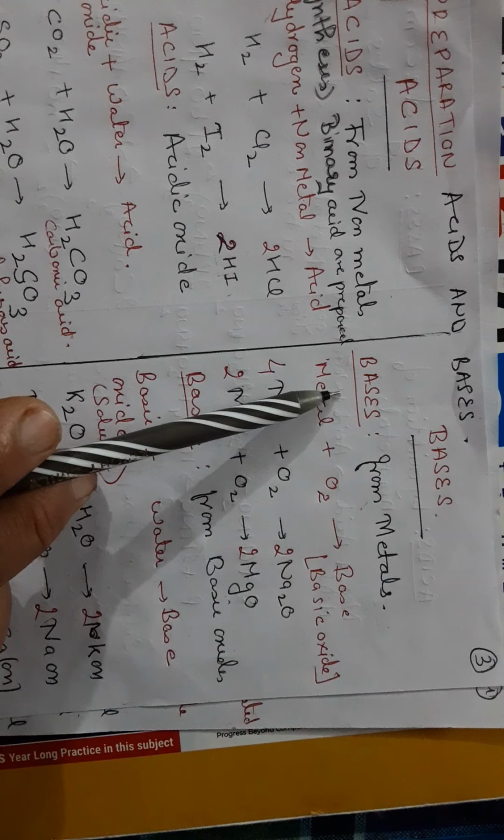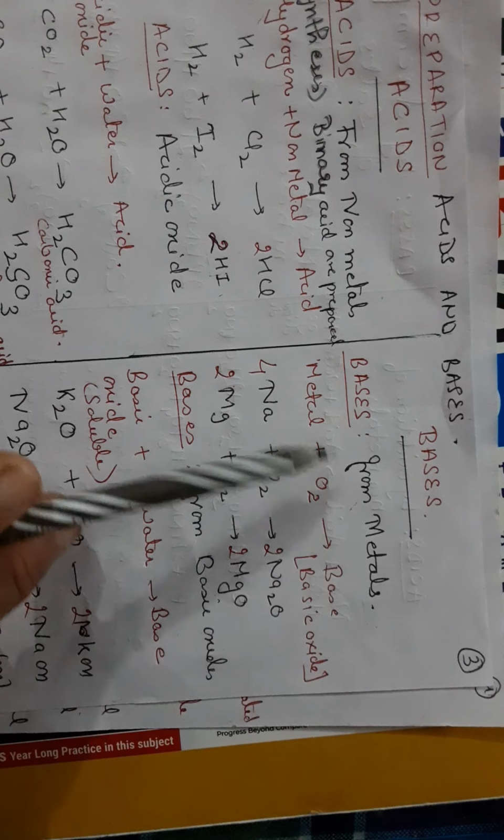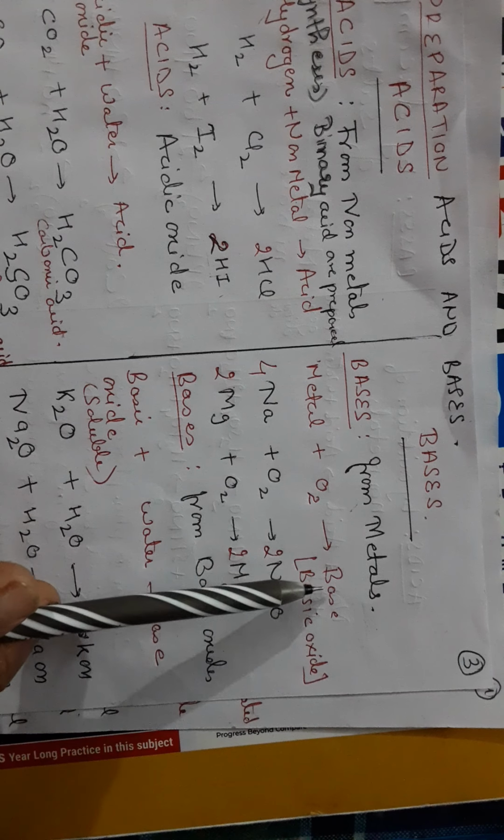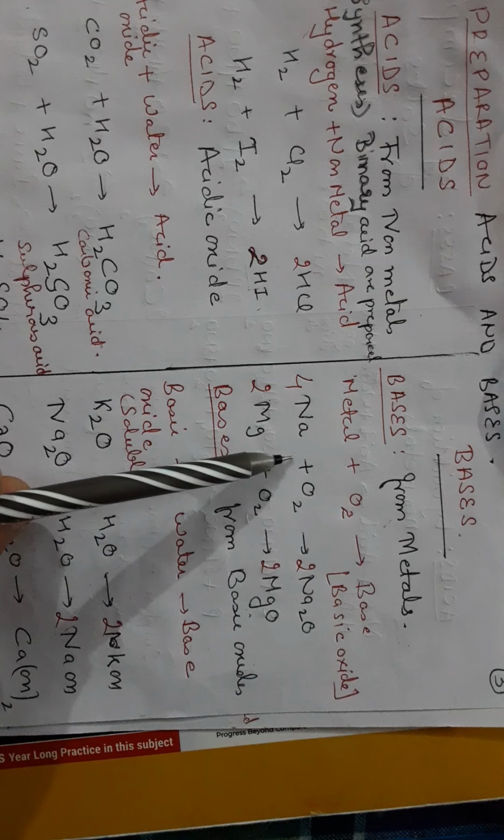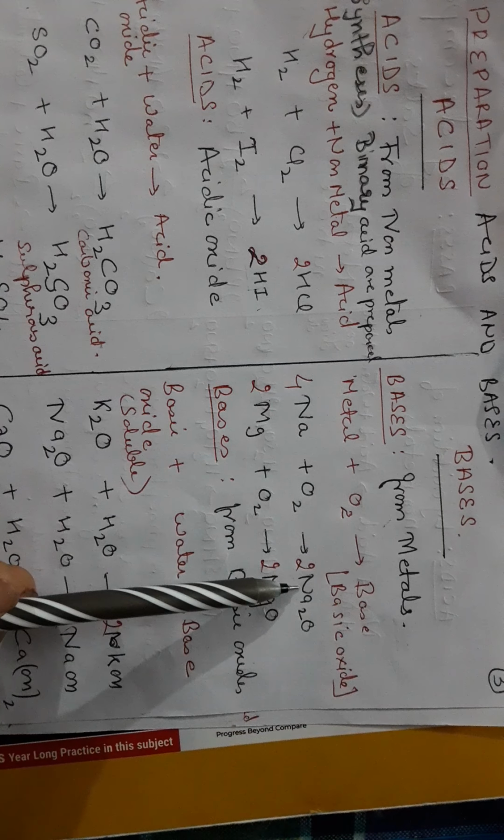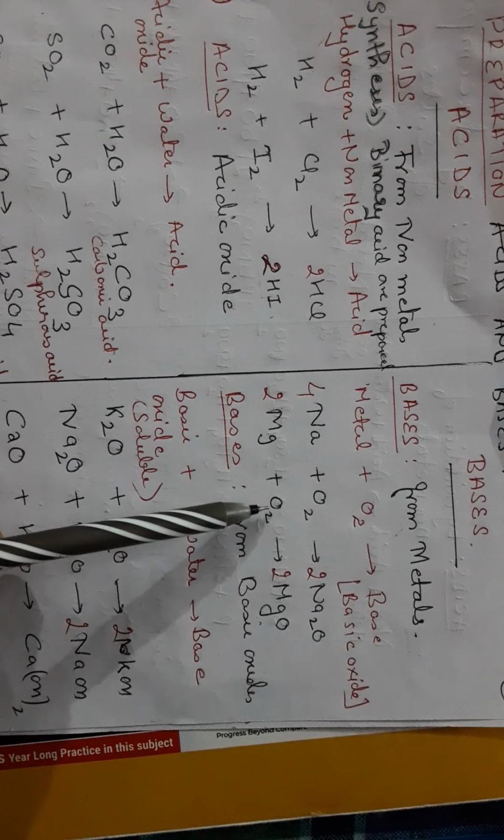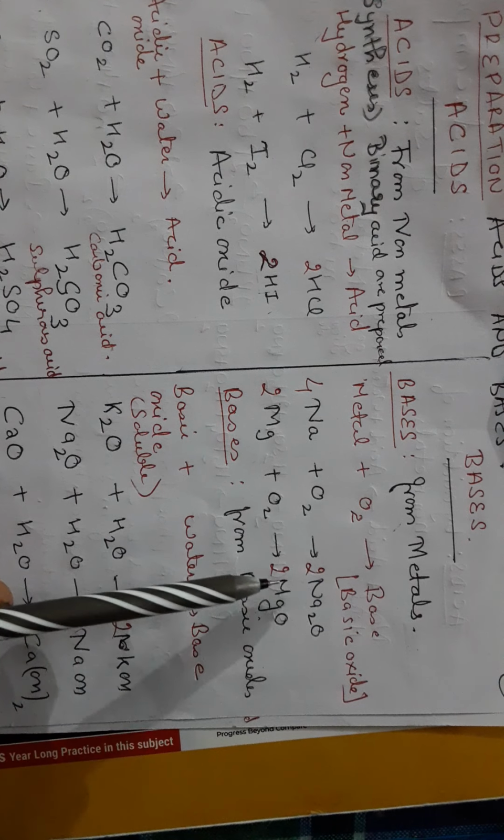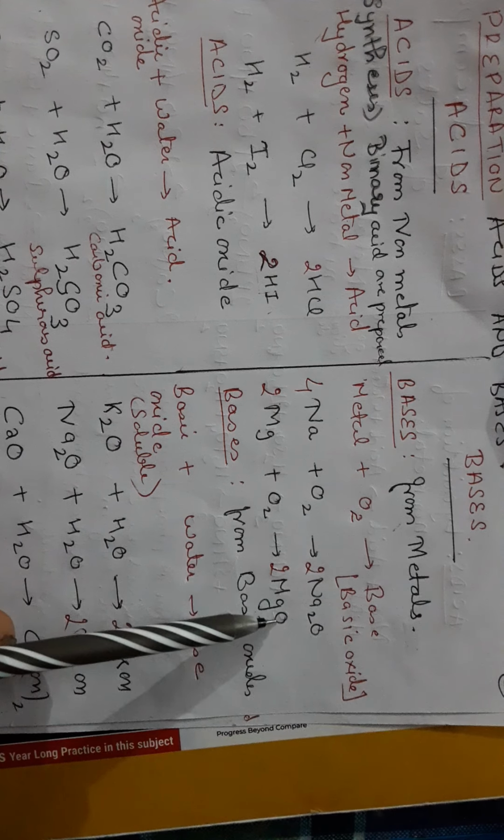Now bases. They are prepared from metals. When metals react with oxygen, they give a base, that is, a basic oxide. Sodium when reacting with oxygen gives sodium oxide. Magnesium when reacting with oxygen gives magnesium oxide. Sodium oxide and magnesium oxide are bases.